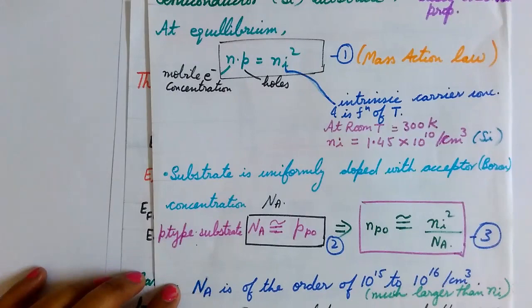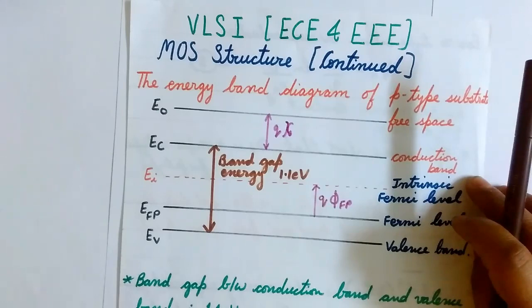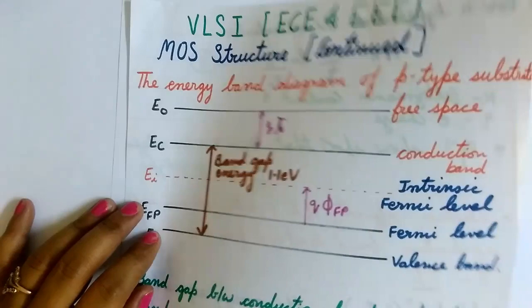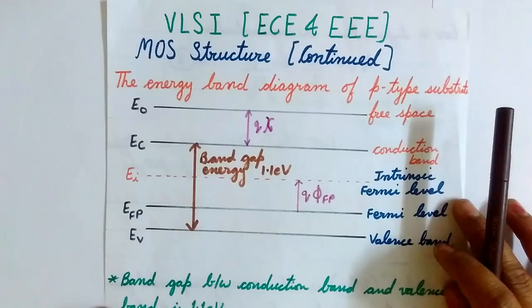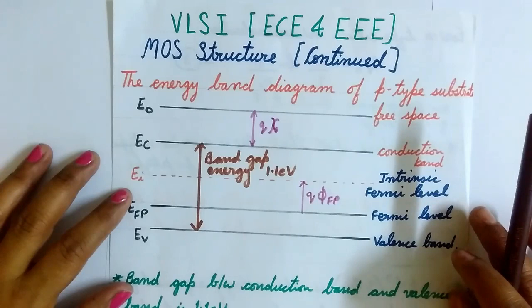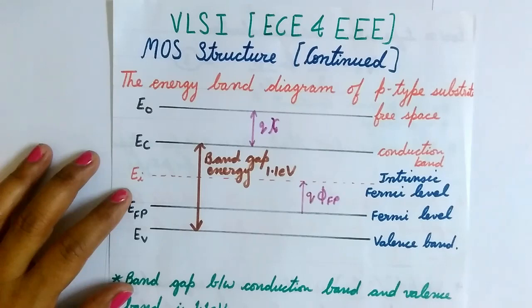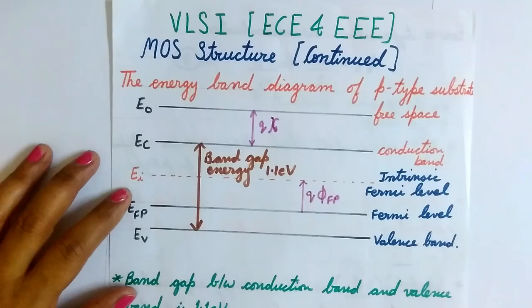In continuation to the MOS structure, I'll be discussing in detail the energy band diagrams used in the MOS structure. As it's clear, the MOS structure is formed by using three layers, with the metal gate on the top, the P-type silicon substrate at the bottom, and the SiO2 layer, the insulating silicon dioxide layer, as a sandwich in between the two. Here we are going to see the energy band diagram of the P-type substrate, since we should know about the energy bands of all three components which are used to form the MOS system.